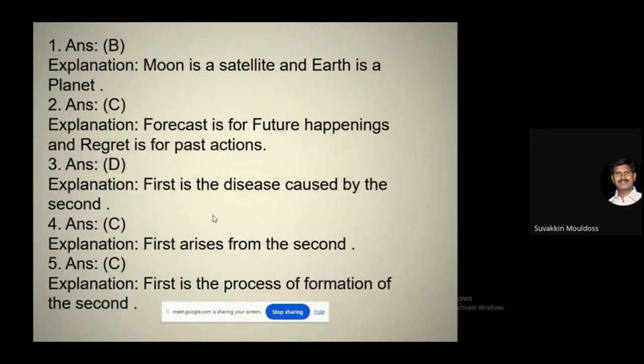You see here, the answer: Moon is a satellite and Earth is a planet. Therefore, answer B. Forecast is for future happenings, regret for past actions. First is a disease caused by the second, answer D. First arises from the second, that is answer C. Then first is the process of formation of the second. These are all the answers for analogy.